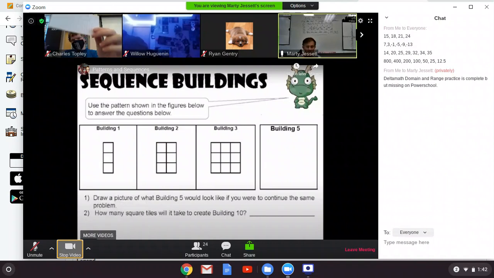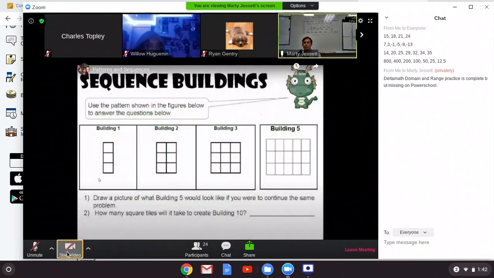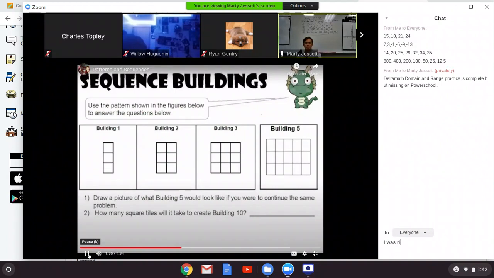Okay, let's reveal the answer and see what you came up with. Did yours look like this? If so, great job. Second, how many square tiles will it take to create building 10? Okay, here's the real question. How many square tiles is it going to take to create building 10?